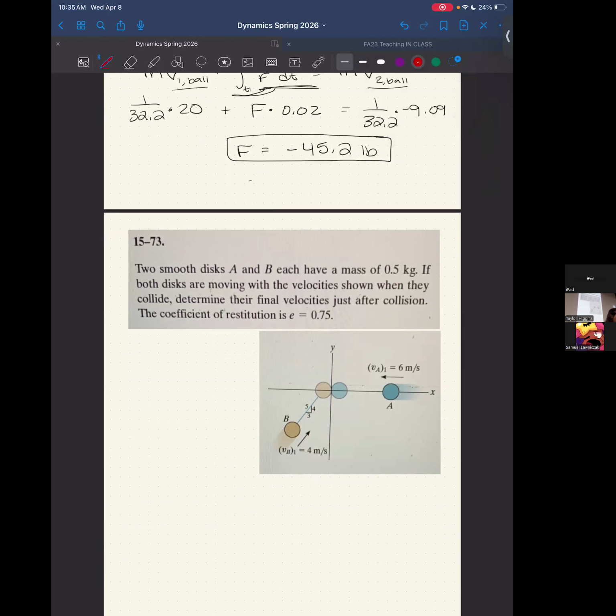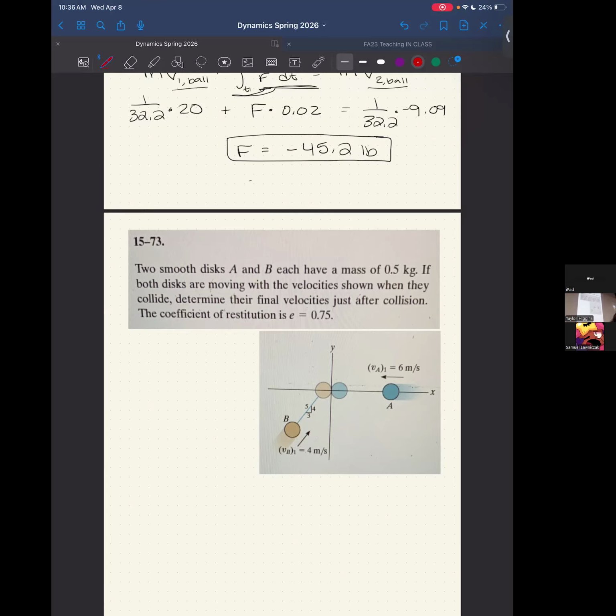Last problem. Two smooth discs A and B each have a mass of 0.5 kilogram. If both discs are moving with the velocities shown when they collide, determine their final velocities just after collision. The coefficient of restitution is e equals 0.75.